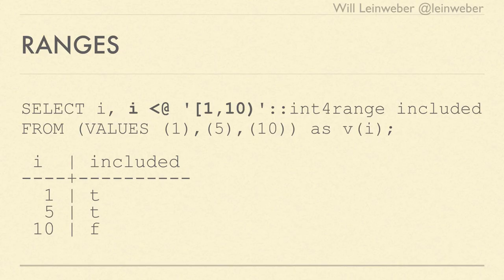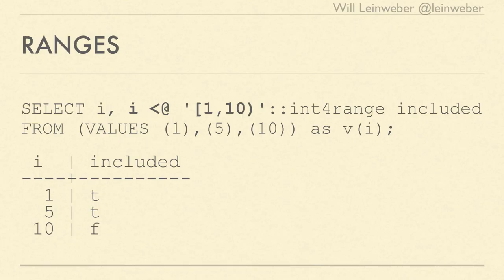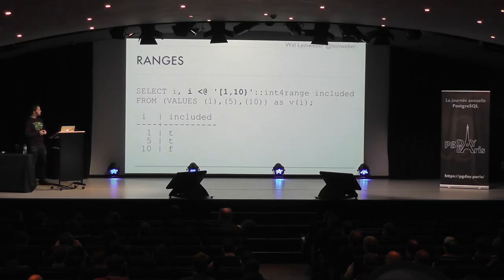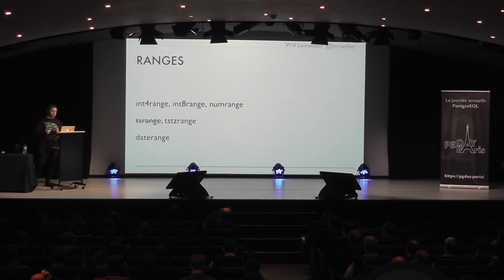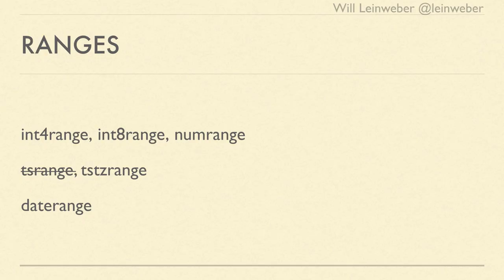Ranges are a very nice data type. There's been entire talks on ranges, so I'm only going to give a little bit. But if you haven't used ranges yet, just fire up PSQL and play around with them. It's pretty powerful. This little ASCII art less than at sign means select if I is inside this range, 1 inclusive and 10 exclusive. And so we can see here 1 is in there, 5 is in there, and then 10 is not in there. And so there's a number of ranges, for regular ints, big ints, numerics. I crossed out the timestamp range because I don't like the timestamp data type. Timestamp with time zone is very much better, and so I don't want to encourage people using timestamps. And then date ranges.